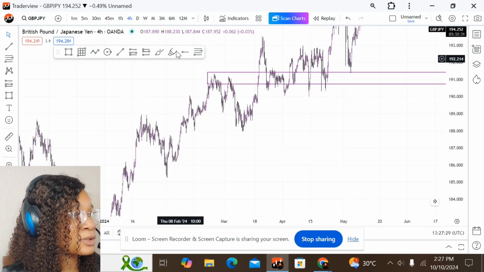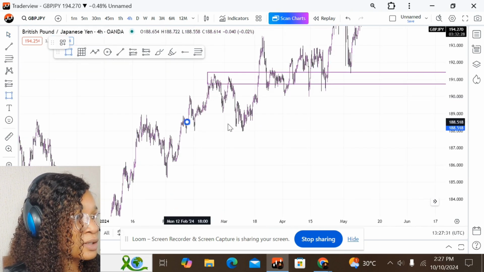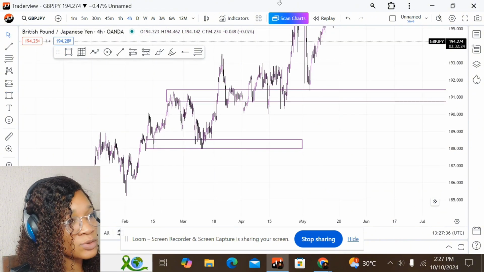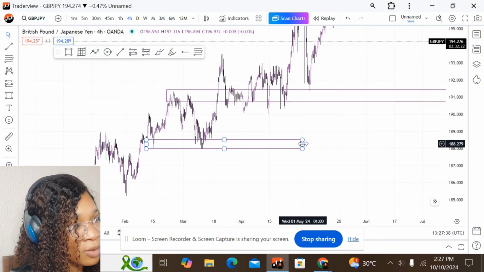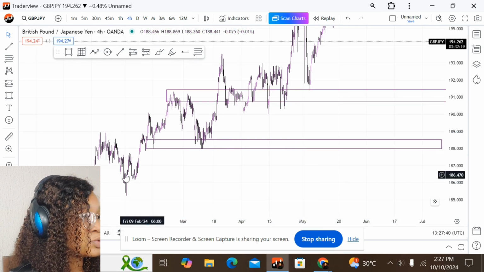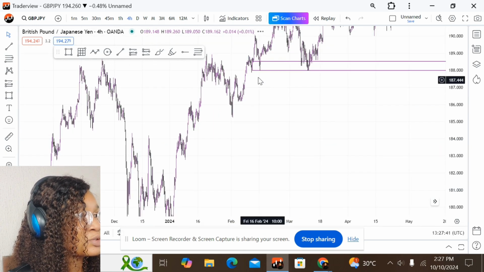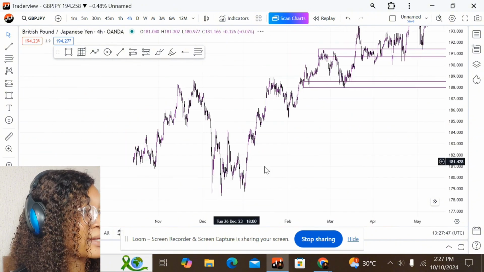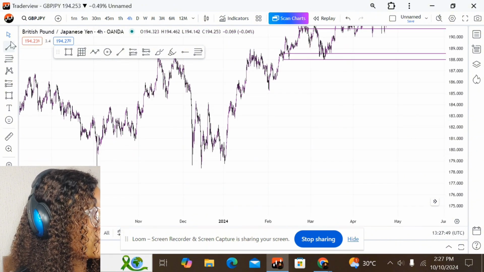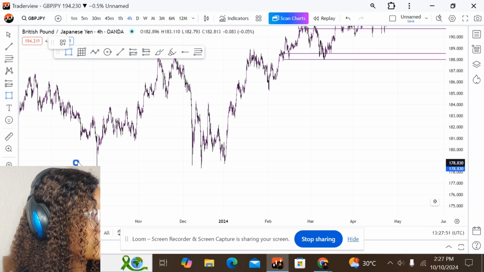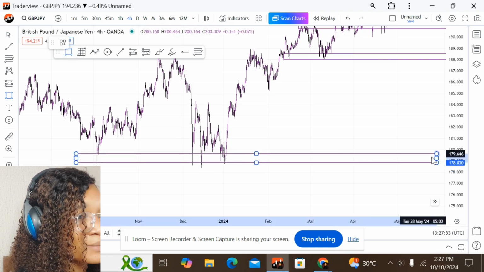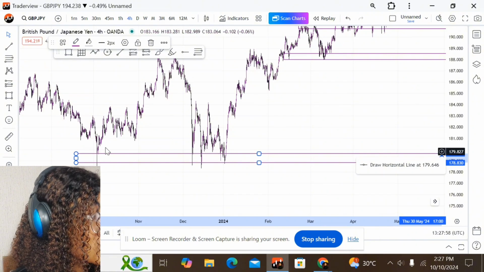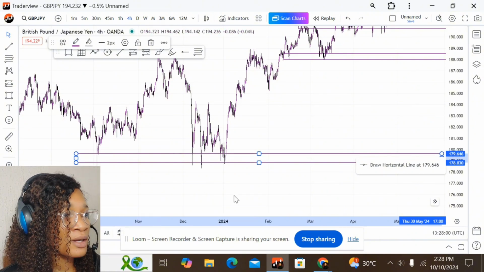Okay, so this is another support zone, right? This is another support zone. Again, like I said, you're supposed to extend it into the future so that you would be able to see it and use it, right? So this zone, you can see this zone right here. This is an obvious support zone. Price has tested it a couple of times. It has tested it 1, 2, 3, 4, about 4 times, right?